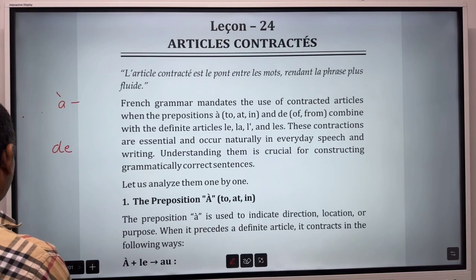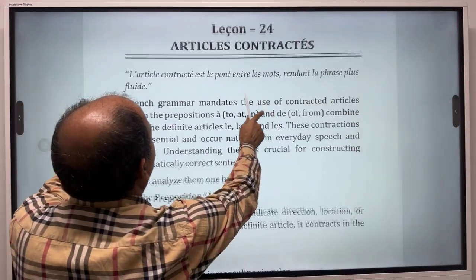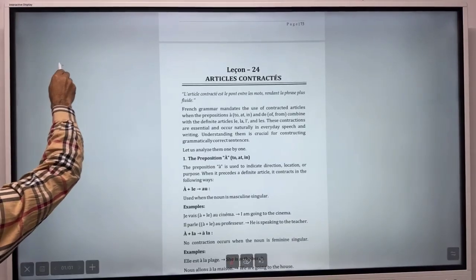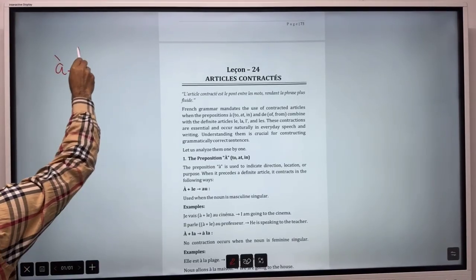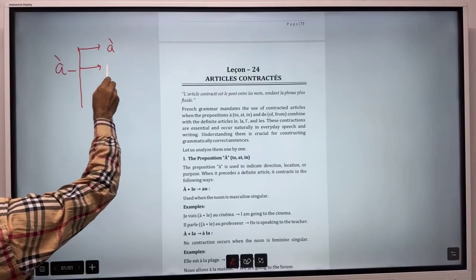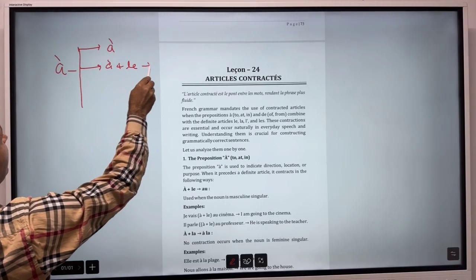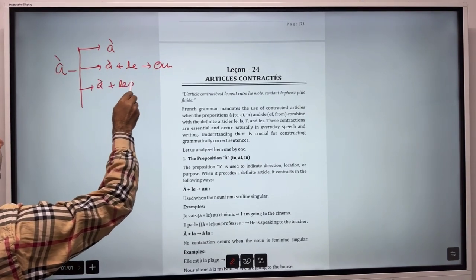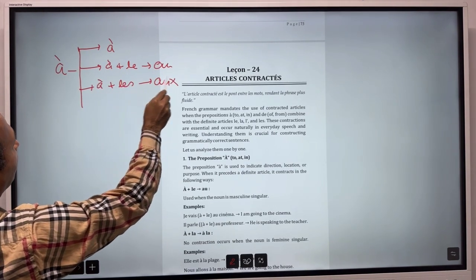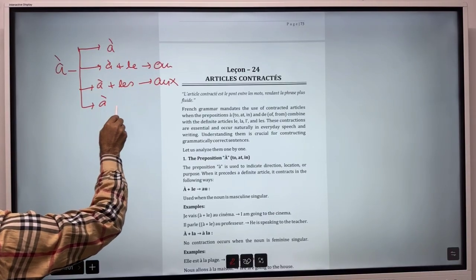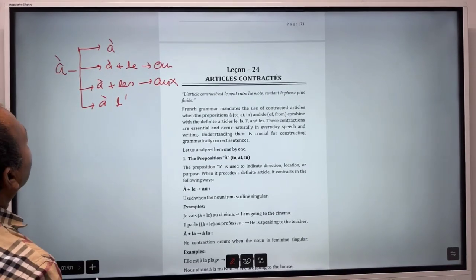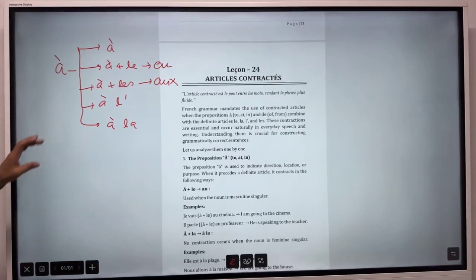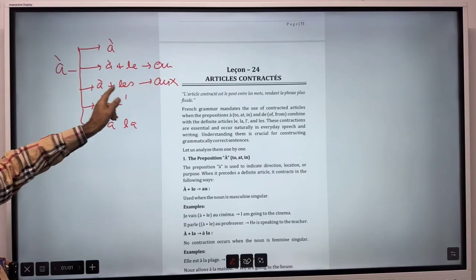Here various forms exist, so we are going to analyze what are the forms with à, which means to. The possible forms are à itself, then à plus le, which becomes au, then à plus les will become aux, this is plural, à l', and one will be à la. So these two get contracted, à plus le becomes au.